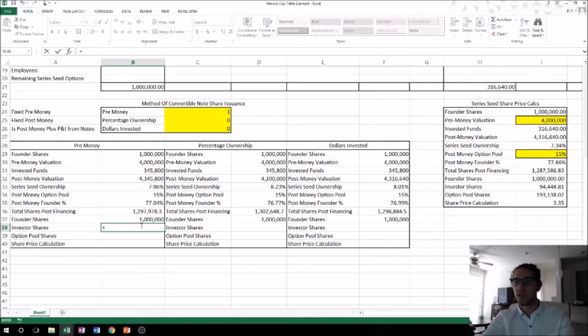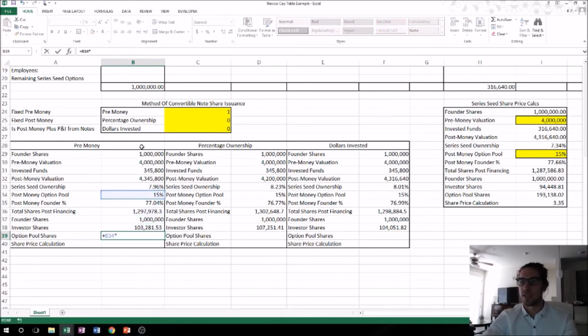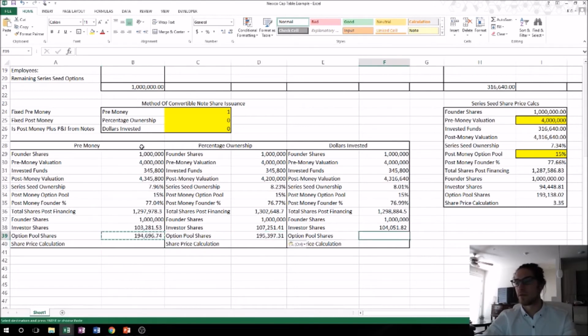So investor shares, the investor shares would be the 7.96% times the total shares post-financing, 103,281. And now let's just copy and paste that over as well, so we can see the investor shares change slightly too. And I'll do the same thing for the option pool. The option pool shares stay the same, or the percentage stays the same. The share count will vary slightly. Now, the option pool shares are the 15% times the total shares post-financing.